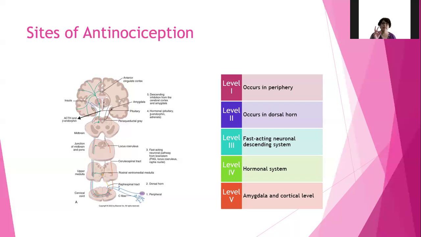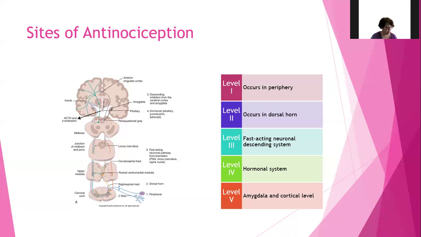Level 2 is in the dorsal horn, so altering pain transmission in the dorsal horn. So the release of enkephalins, dynorphins, or GABA, gamma aminobutyric acid, which, remember, is one of the main inhibitory neurotransmitters in the central nervous system. The release of those chemicals by inhibitory interneurons limits the transmission of incoming nociceptive signals. So this is the level of the dorsal horn that gating mechanisms work on.